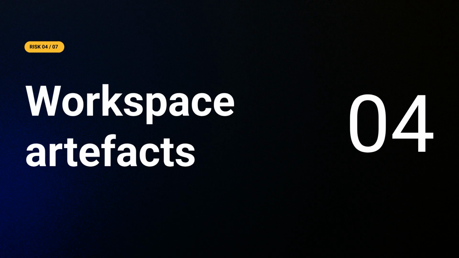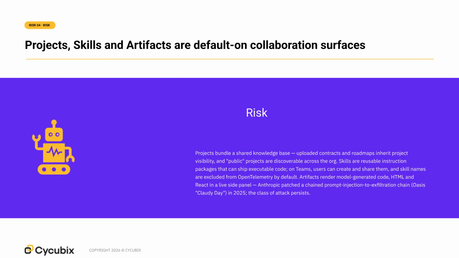Each one is useful. Each one is also a place where regulated data leaves your line of sight if you don't configure them. 3 concrete failures. First, public projects on Team Plan are discoverable to anyone in the workspace, so the merger deal room your CFO shared with 3 people is one search away from the whole company.